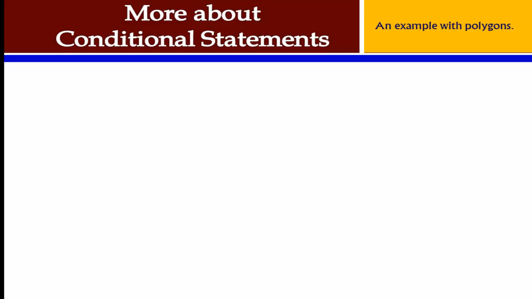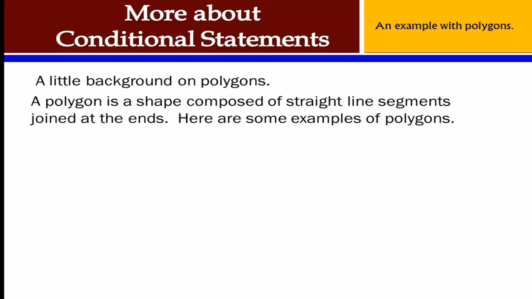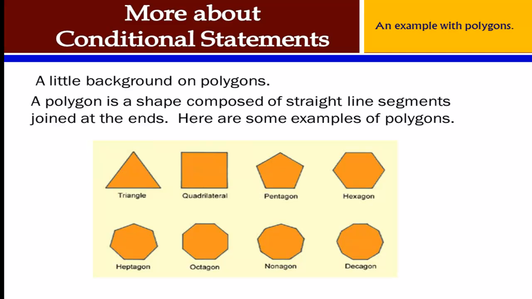Now I want to throw a little math example in here. And before we do that, I want to give you a little background on a geometric concept called a polygon. A polygon is simply a shape composed of straight line segments joined at the ends, and you've seen many polygons and know them. These are shapes like triangles and quadrilaterals and pentagons, hexagons, etc. So notice in each of these shapes, their edges or their sides are straight lines, and they always join at the ends of those straight edges.